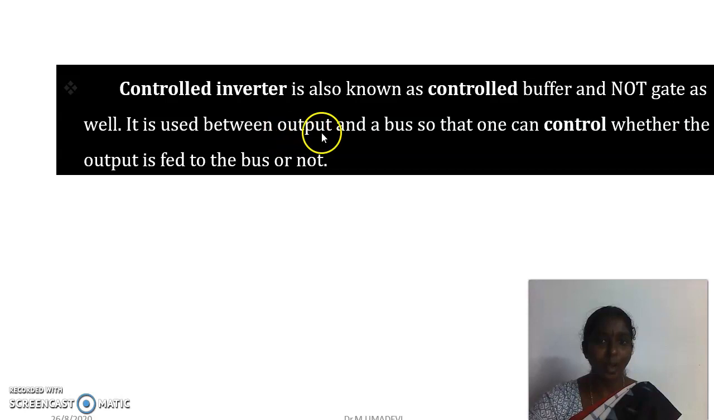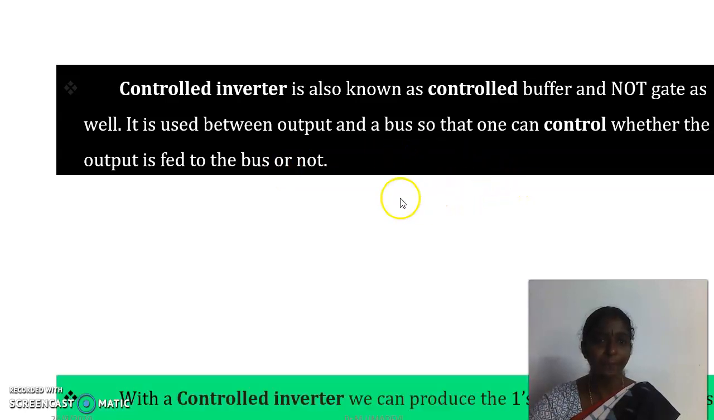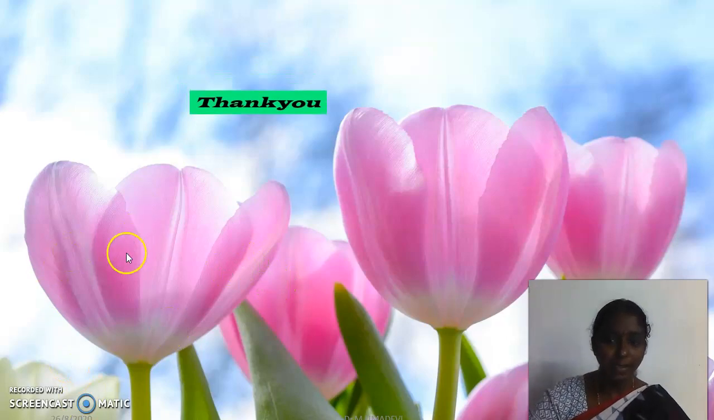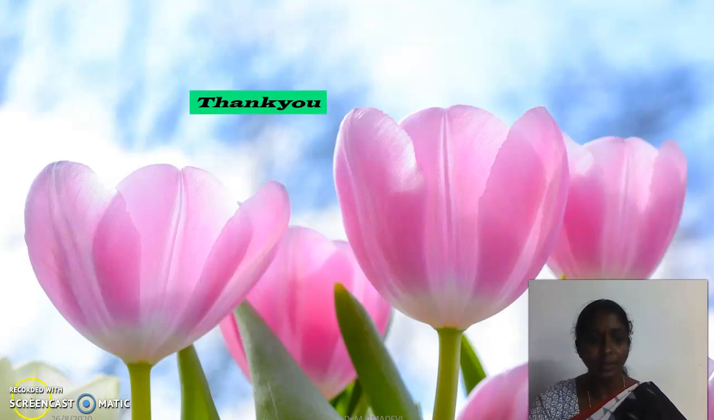It is used between an output and a bus so that one can control whether the output is fed to the bus or not. With the control inverter we can produce 1's complement, and there is an easy way to get 2's complement also. So with this, I'll complete today's class. The next things we'll see in the next class, students. Thank you.